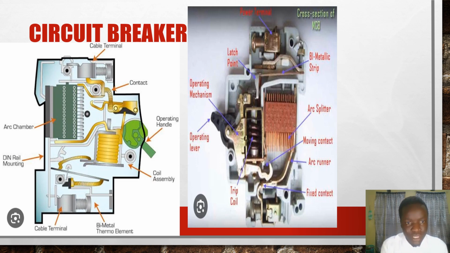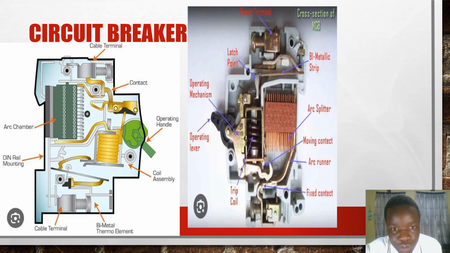This is a diagram representation of a circuit breaker. As you can see, here is the cable, terminal, contact, and operating handle that enables you to switch it back on when the problem is solved. This is the coil assembly, thermal element, cable, terminal. So the current may pass from here to here. This is the input, this is the load, where the electric components are. This is the rail mounting, where it will be mounted.